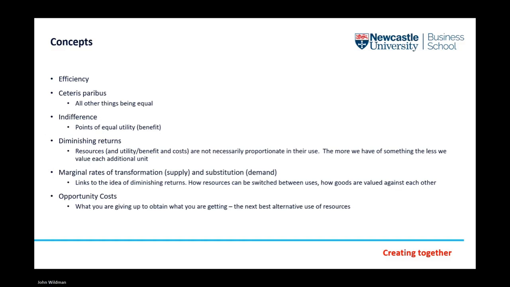The next idea to introduce is this idea of diminishing returns. So we generally think of resources and utility, benefits, costs, as not necessarily proportionate in their use. So often when we talk about economies of scale, they represent decreasing marginal costs. So as you produce more of a good, each unit becomes cheaper to produce. So the total costs are going up, but the marginal costs are falling.